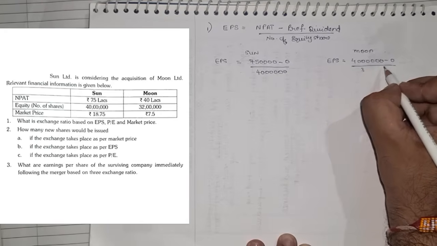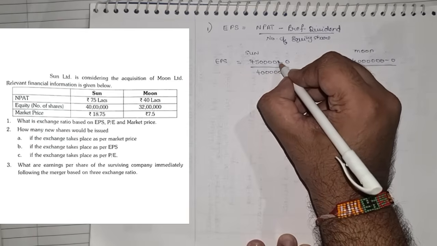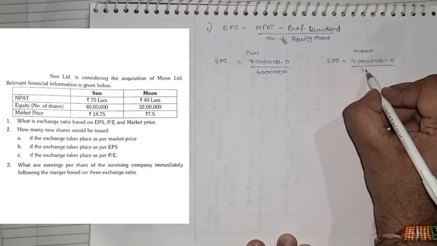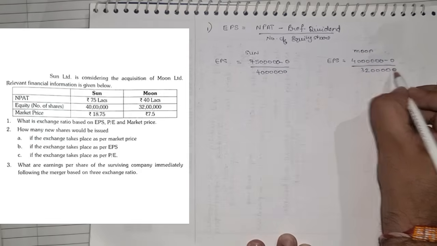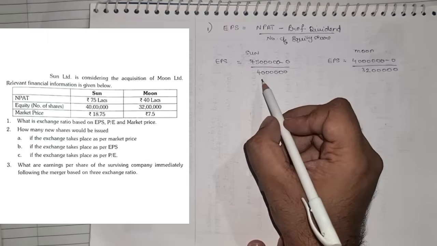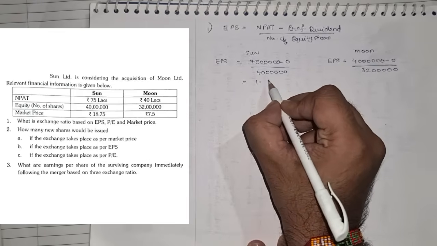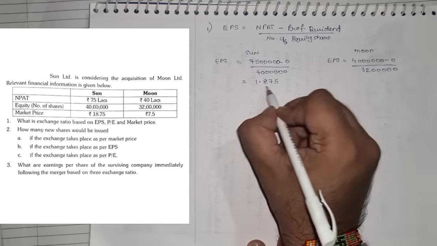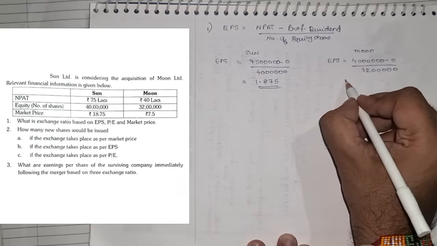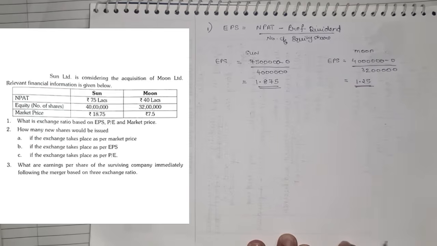Sorry, this is supposed to be 40 lakhs for Sun, and the net profit is 75 lakhs, and this is 32 lakhs for Moon. When you divide, 75 lakh upon 40 lakhs comes to 1.875, and for Moon Limited, it will be 1.25. So the earning per share of Sun Limited and Moon Limited we have already found.